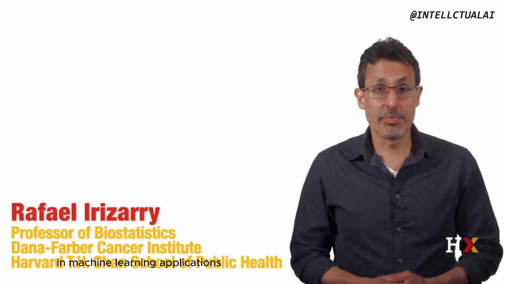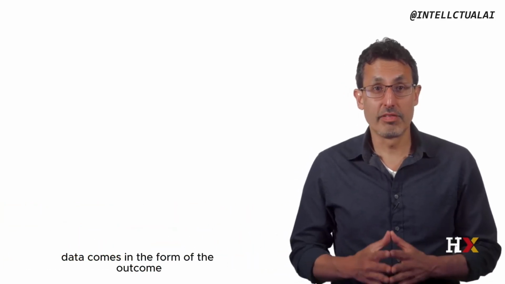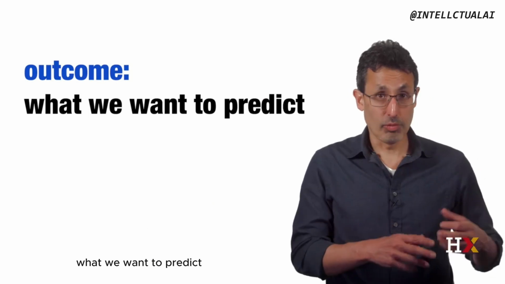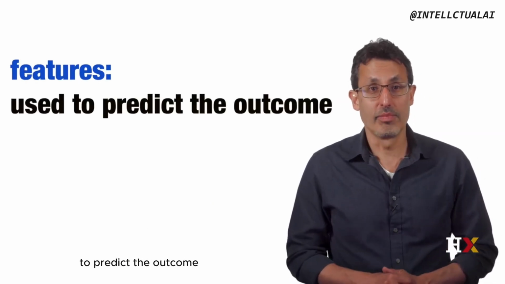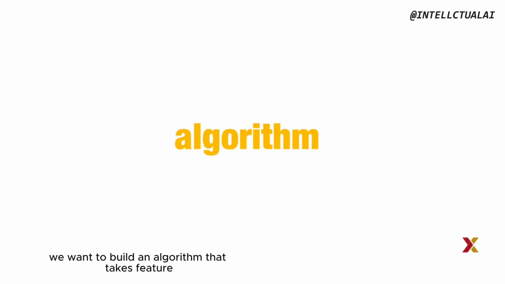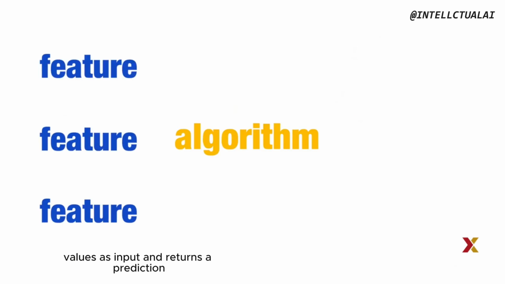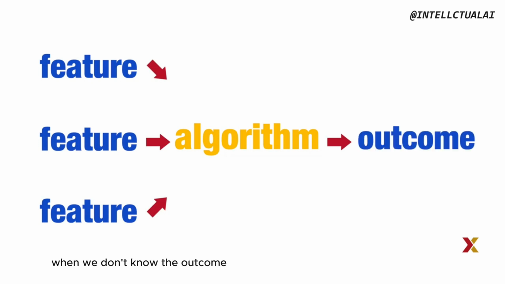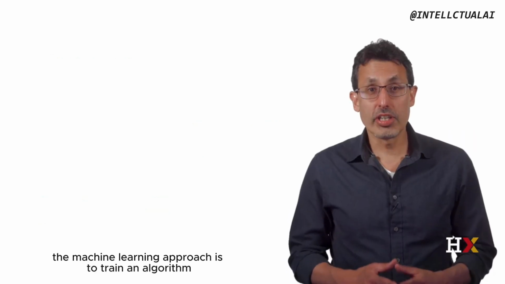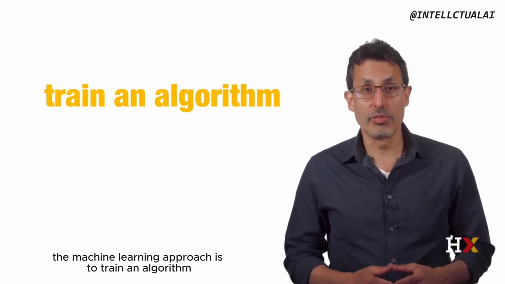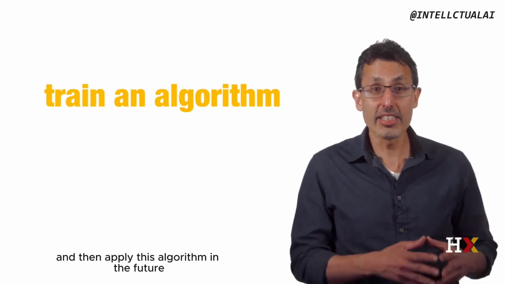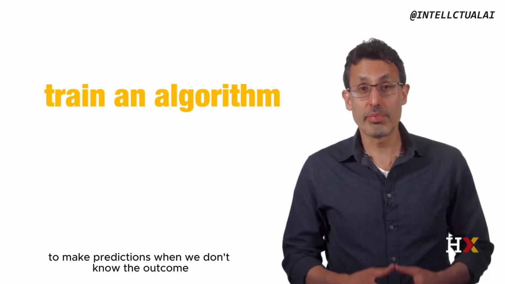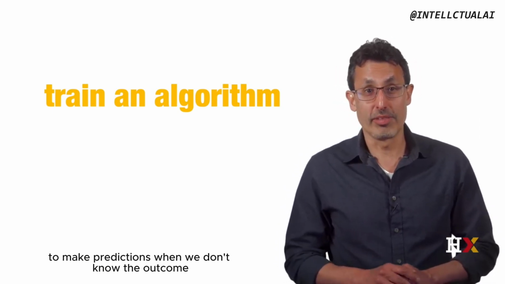In machine learning applications, data comes in the form of the outcome, what we want to predict, and the features that will be used to predict the outcome. We want to build an algorithm that takes feature values as input and returns a prediction for the outcome when we don't know the outcome. The machine learning approach is to train an algorithm using data sets for which we do know the outcome, and then apply this algorithm in the future to make predictions when we don't know the outcome.